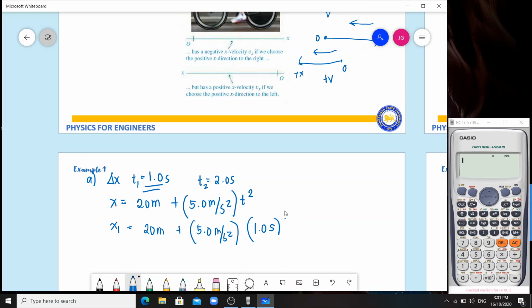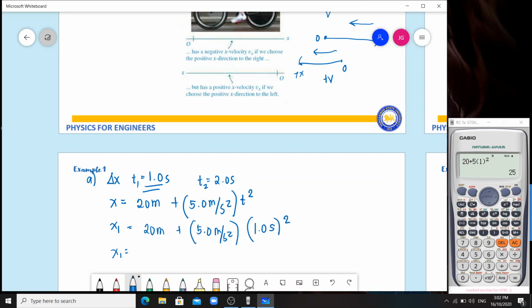1.0 second and then squared. So 20 plus 5 times 1 squared. Okay. That is 25. So applying the significant figures, you have to still follow the significant figures, okay? So 1.0, 5.0, we have two significant figures here. So the result of this product is two significant figures with one decimal.